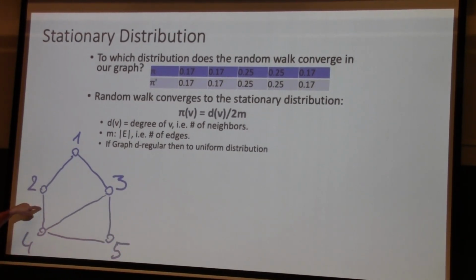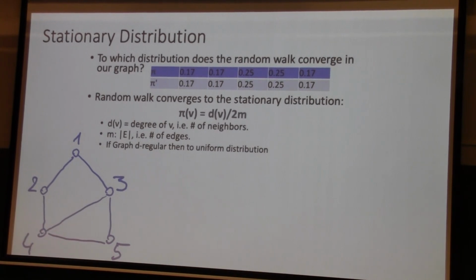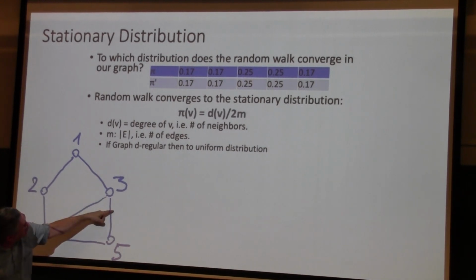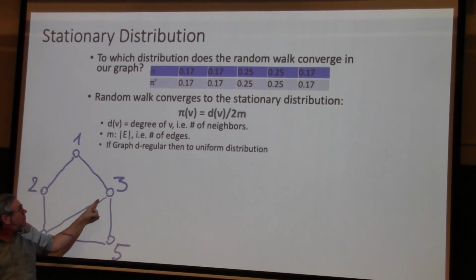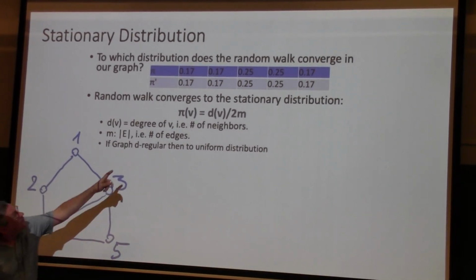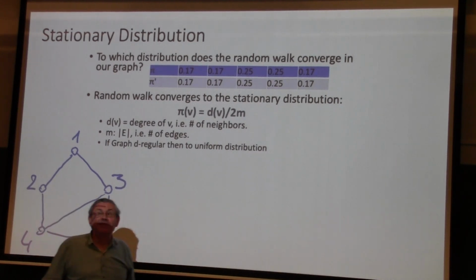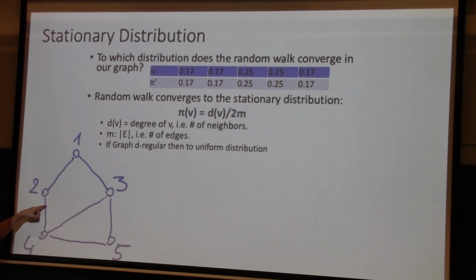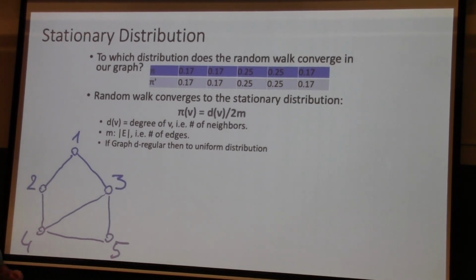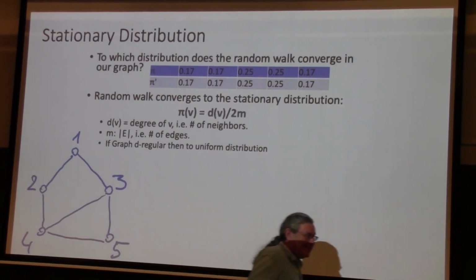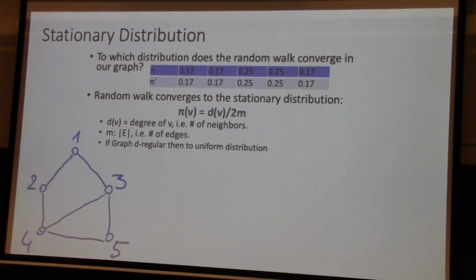So in this graph, 1, 2, 3, 4, 5, 6 edges. So 2M is 12. So node 3 has degree 3: 1, 2, 3. And 3 divided by 12 is 1/4, 25%. That's a coincidence, huh? Node 2 has 2 outgoing edges. 2 divided by 12 is 1/6, which is 0.17. Amazing, isn't it? But we can prove that this has to be the right value.